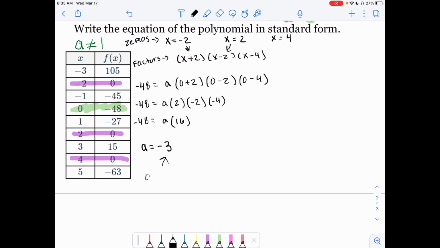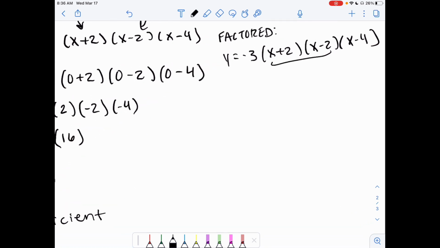So in this case, our a value is not 1. Our coefficient is -3. So the final factored form of our equation is y equals -3 times x plus 2 times x minus 2 times x minus 4. But this problem once again asks for standard form. So we're going to multiply. Use the box and multiply those two binomials together.